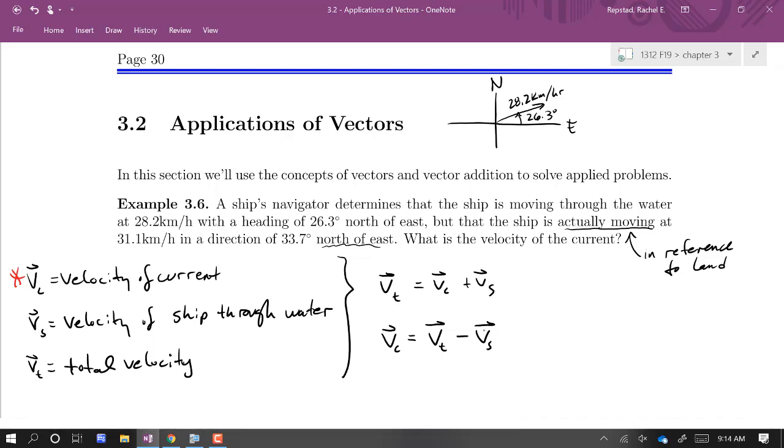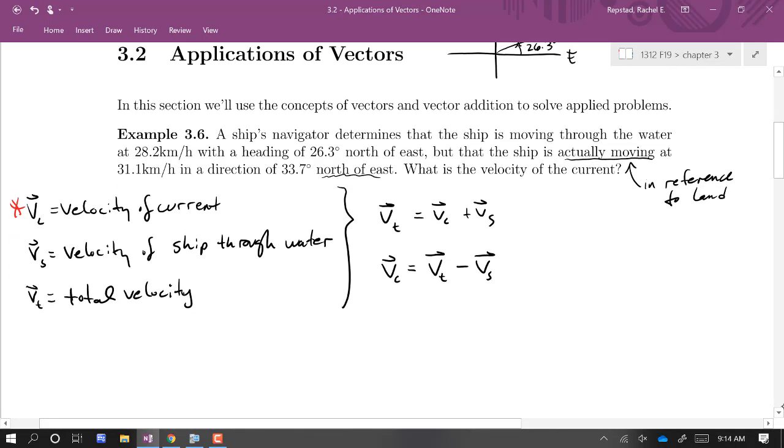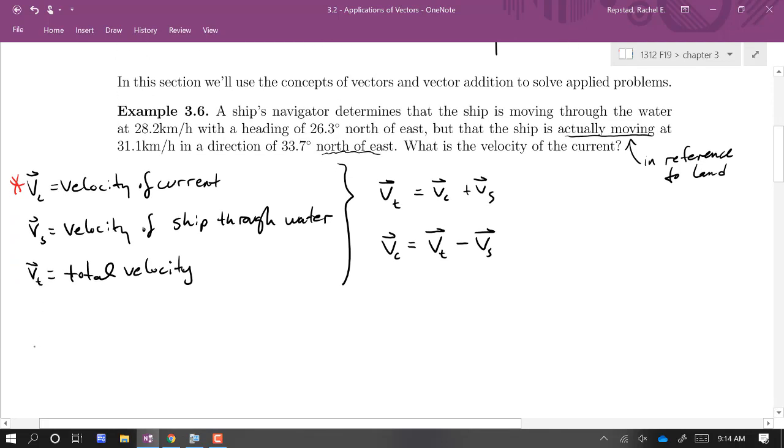We're going to find components first, and then we'll get the x component for VC by subtracting the x component for VS from the x component for VT. And likewise for the y components. Once we have those components, we're back to using Pythagoras and arctan to get magnitude and direction. So let's find these components. We need VT. So first we'll note that VT is 31.1 at 33.7 degrees.